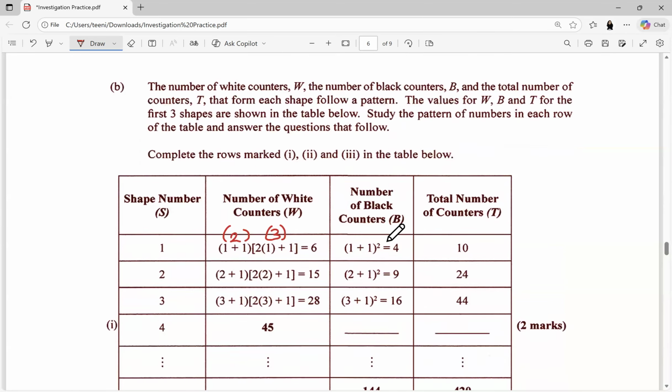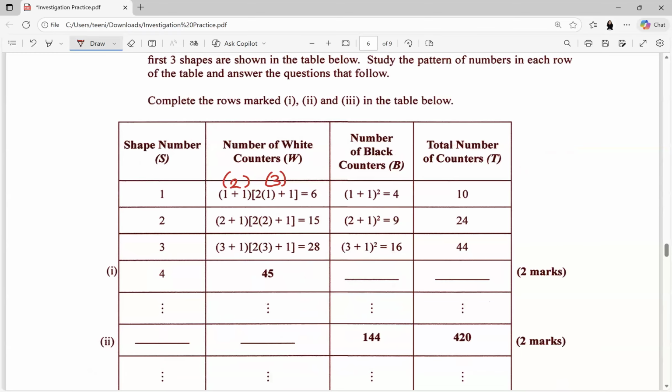And then we have 2 plus 1, which is 3, times 2 times 2 is 4, plus 1 is 5. So 3 times 5 is 15. And then 3 plus 1 is 4. 4 times 2 times 3 is 6, plus 1 is 7, which is 28, right?